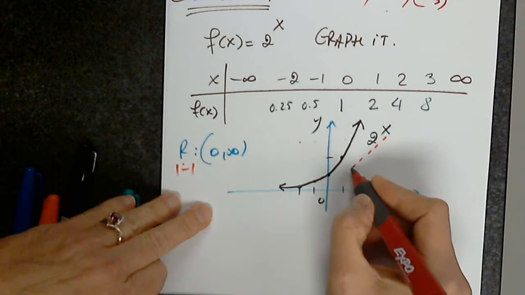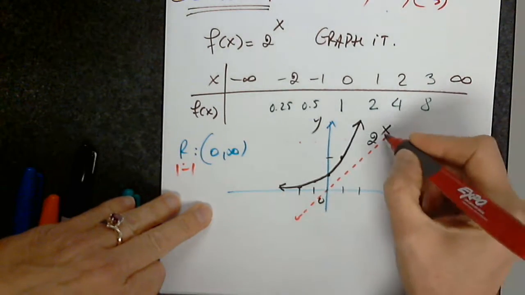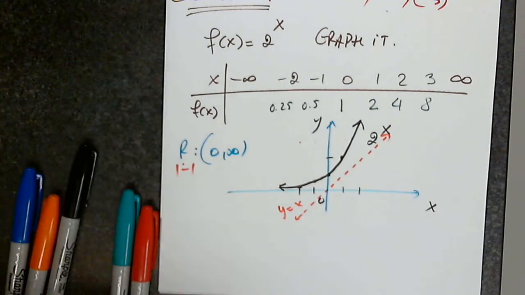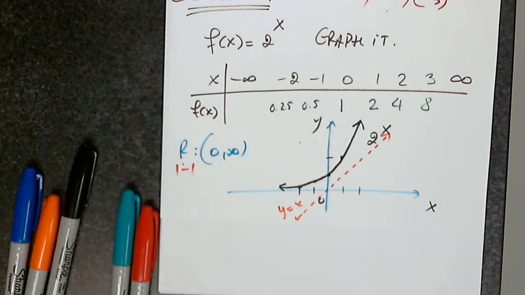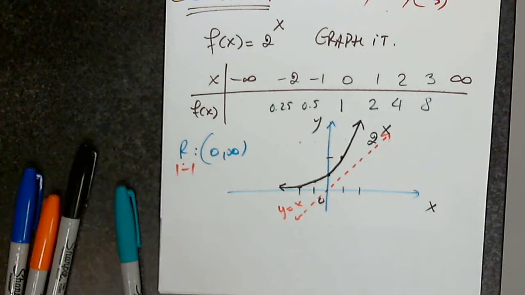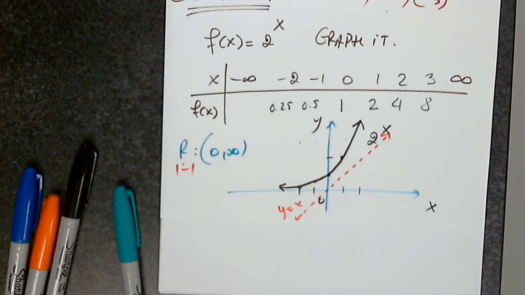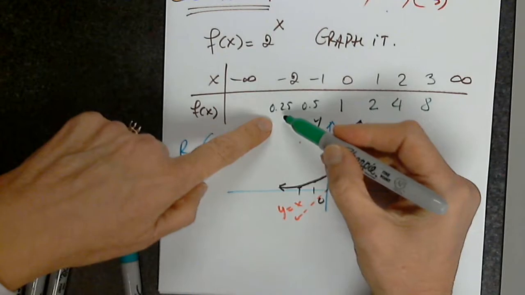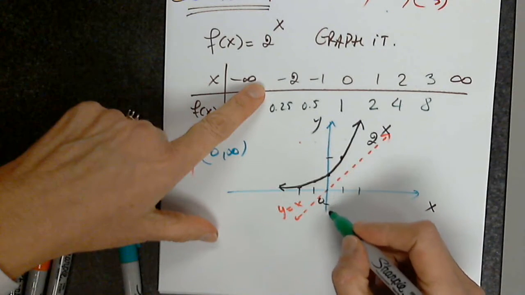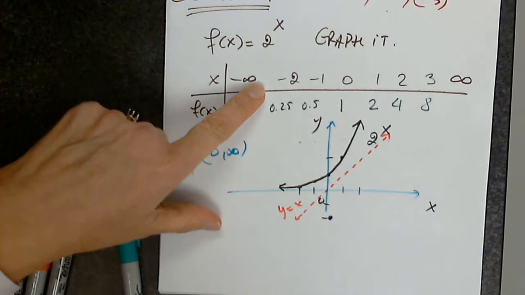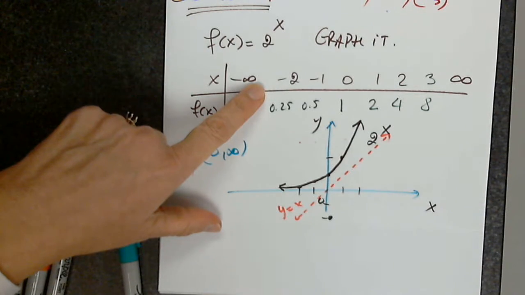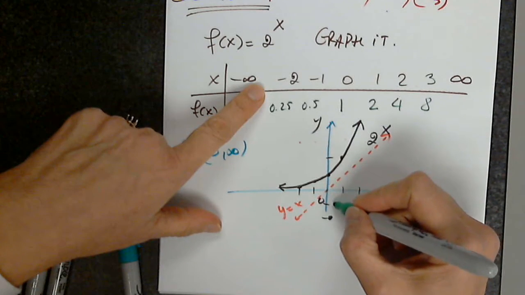So I graph y equals x first to make sure that the other one is symmetric. And I would like you to give me several ordered pairs that I should plot so I can get the inverse. Which ordered pairs will you give? Awesome. 0.25, -2. Awesome. Another one. 0.5, -1. Awesome.